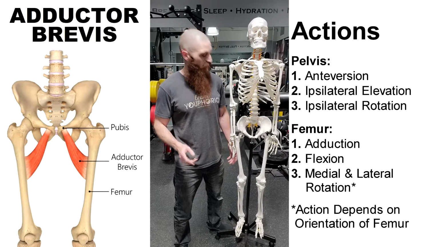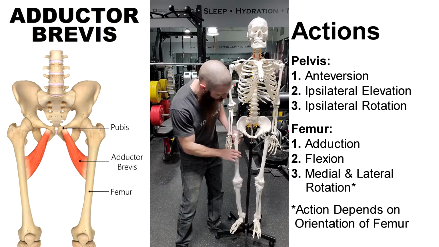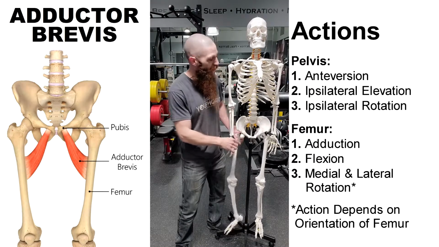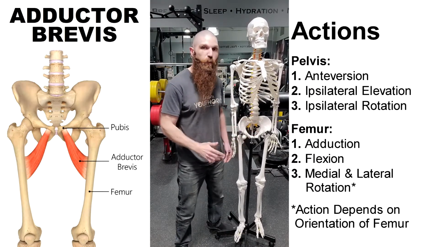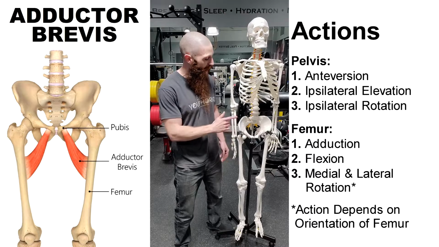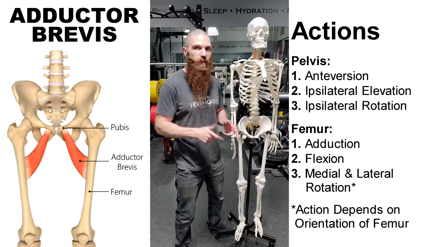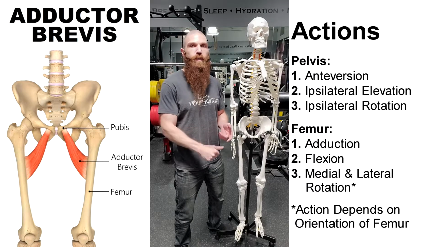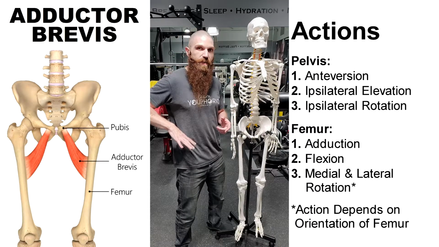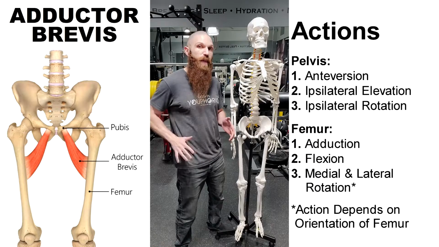The adductor brevis attaches from the inferior pubic ramus and the proximal portion of the linea aspera. And because it crosses both the pelvis and the femur, we know it's going to have actions in both of those areas. At the pelvis, its main action is going to be anteversion of the pelvis or anteriorly tilting the pelvis. And then it's also going to have some component of ipsilateral elevation, so elevation to the same side, and ipsilateral rotation, so rotation to the same side.